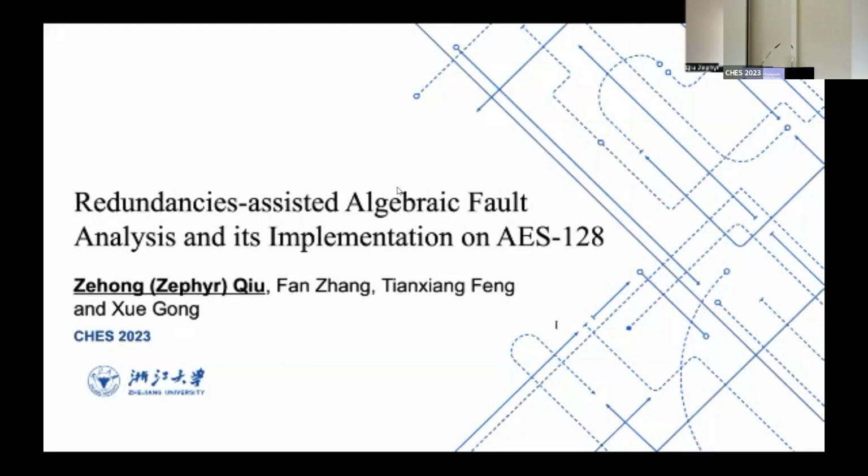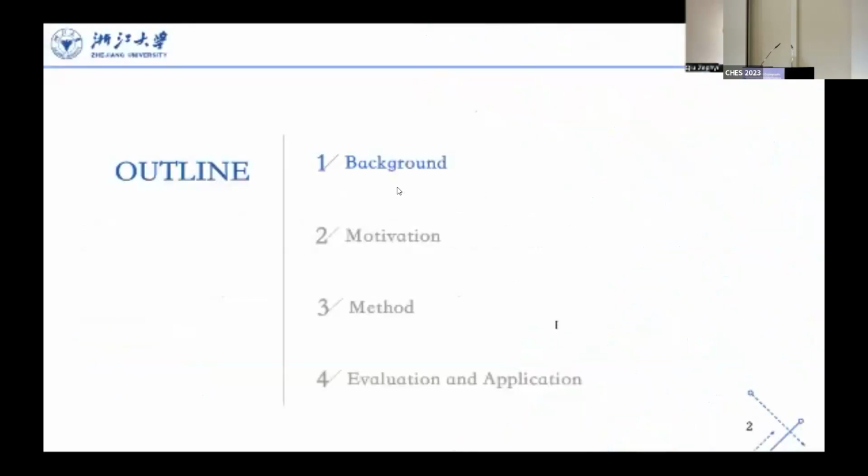Hello everyone, my name is Zehong Qiu, currently a master student at ETH Zurich, and the work I will be presenting was done during my study at Zhejiang University, with the assistance of Professor Fan Zhang and other fellow students at his lab. First, let's briefly review the background of our work.